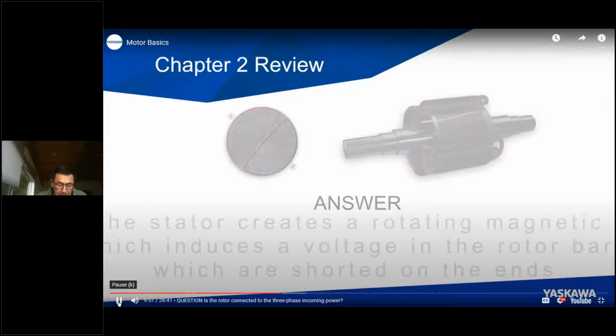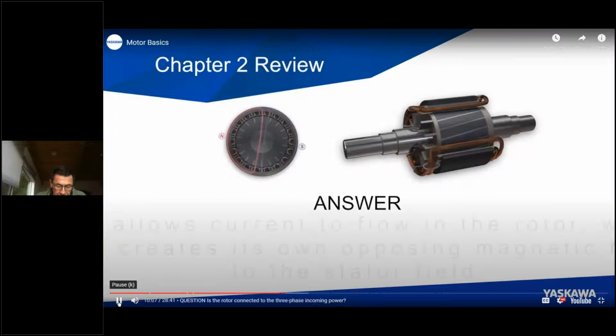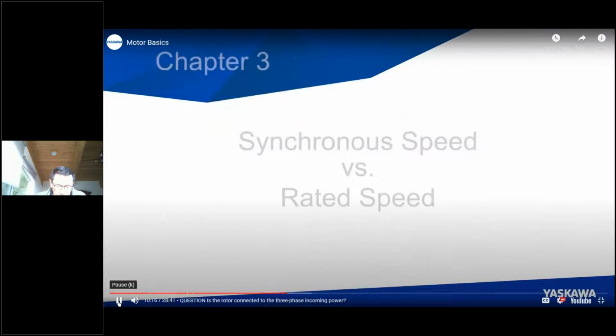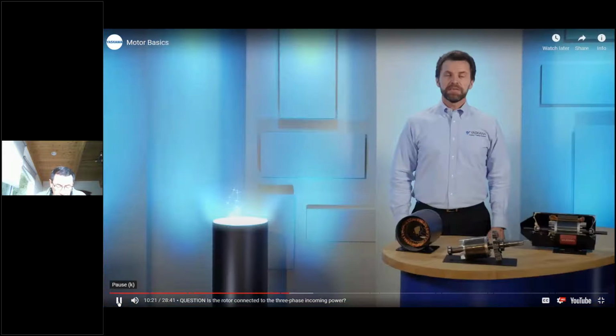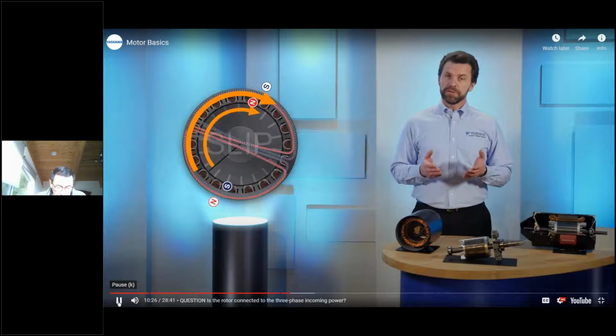The answer is no. The stator creates a rotating magnetic field, which induces a voltage in the rotor bars, which are shorted on the ends. That allows current to flow in the rotor, which then creates its own opposing magnetic field to the stator field. The difference between the speed of the magnetic field and the speed of the rotor is called slip.